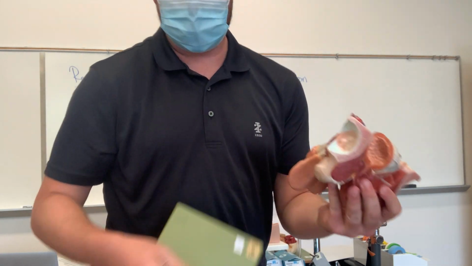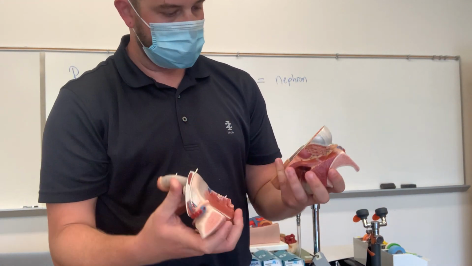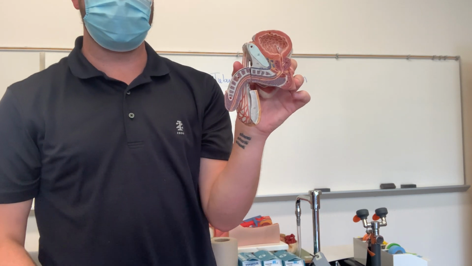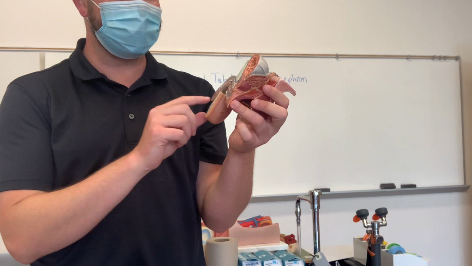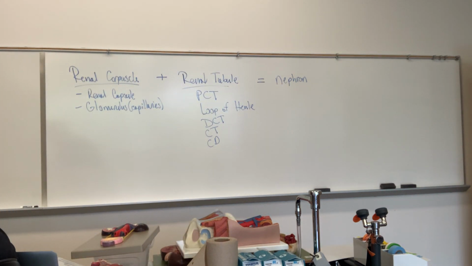Let me get this off of here. Okay, so here is the inside, kind of a section of the male reproductive system. Again, there's plenty right on the table if you want to get your own, or you can look in your lab manual. It's on page 89.